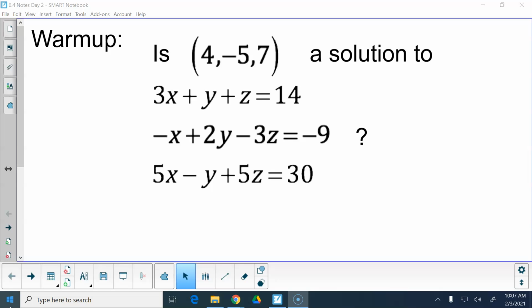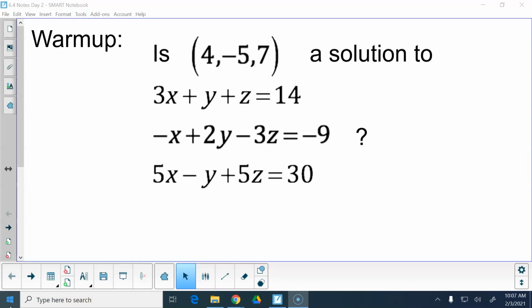So if this point would have worked in the first one, then you got to try it in the second one. If it works in the second one, then you got to try it in the third one. But anywhere along that line, if you get a fail, you're done. Okay, just so you know. But I like how you did do it in all of them.